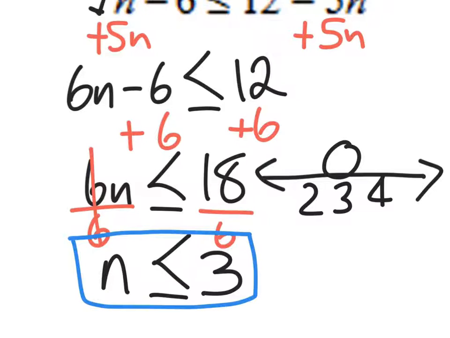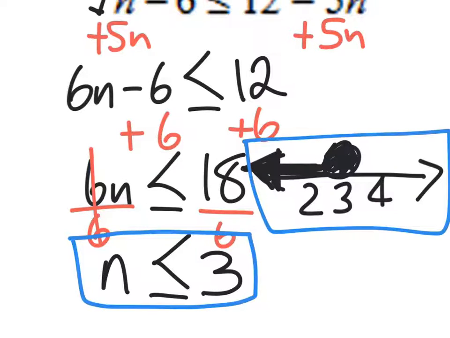And I know that n is less than 3, right? So what's a number that's less than 3? It's going to be 2 or 1 or so on and so forth. And so I'm going to shade this way. And then again, because this says it's less than or equal to, the circle is going to be shaded in. And this, my friends, is the answer.